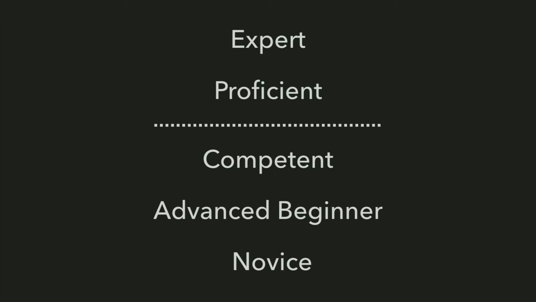Dreyfus model helps to understand what resources you need to continue your progress in a particular skill. A novice doesn't need more than a book or an online course for beginners. An advanced beginner needs practicing and experimenting. A competent should be getting knowledge from many sources and comparing it. A good mentor or teacher can help a lot at this level.